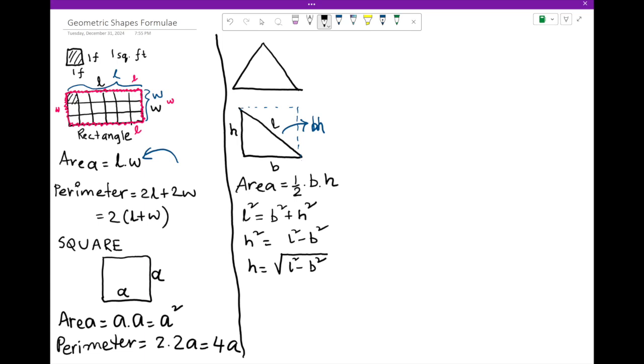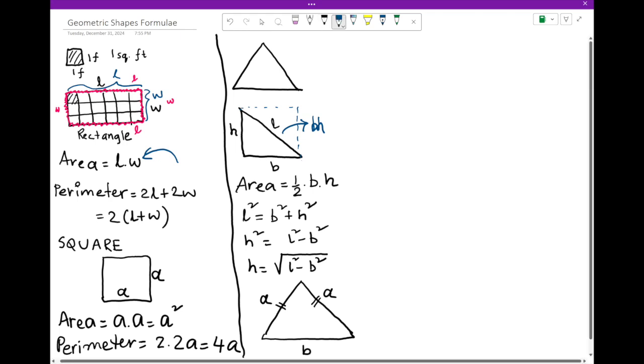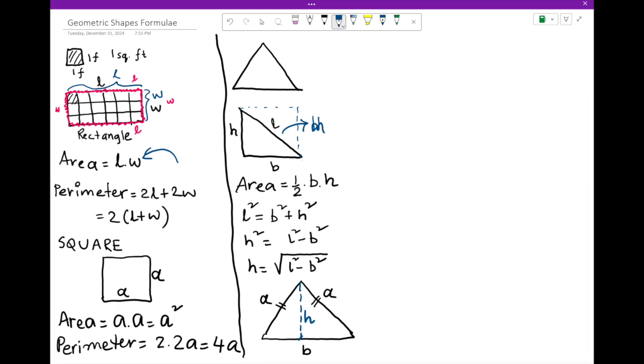One of the special types of triangles is the isosceles triangle, where these 2 sides are equal, and we'll call it A, and this side is different, so we'll call it B. For this triangle, if you want to find out the area, we need this height, which is basically h. If you think about this h, this side will become b by 2. In that case, if you want to find out the height using the same formula, the Pythagorean theorem, you will get h equal L square.